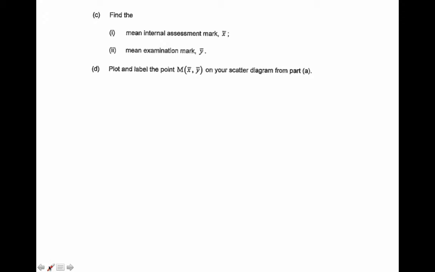So the mean value should have been, what was it, x mean? Let's write it like this. X mean was 13.3 to 3 significant figures, and the mean of y was 53.7 to 3 significant figures. So a mark for each of those, and then plot it on your diagram and plot the point M on your diagram.